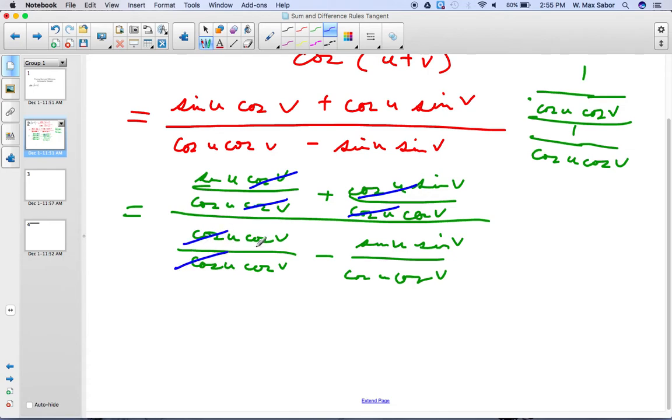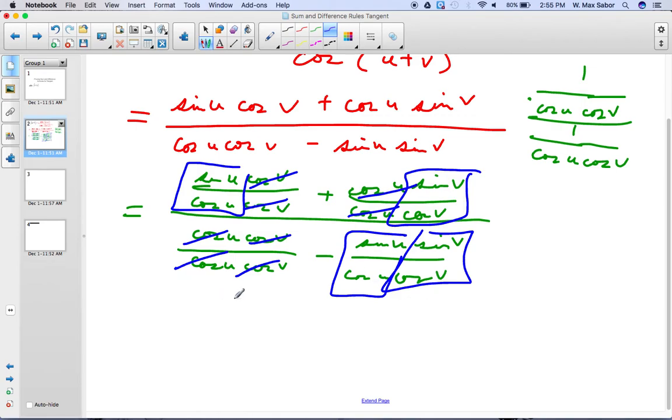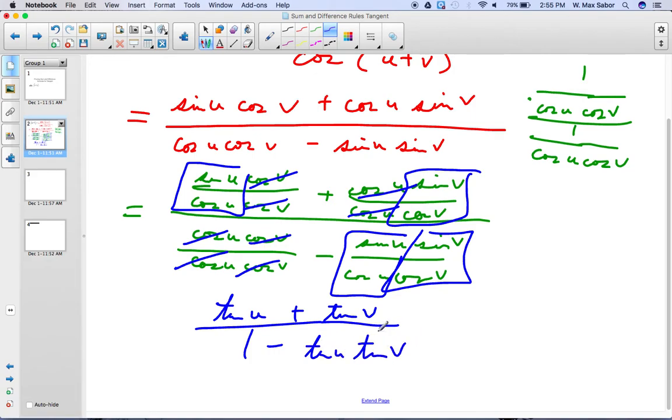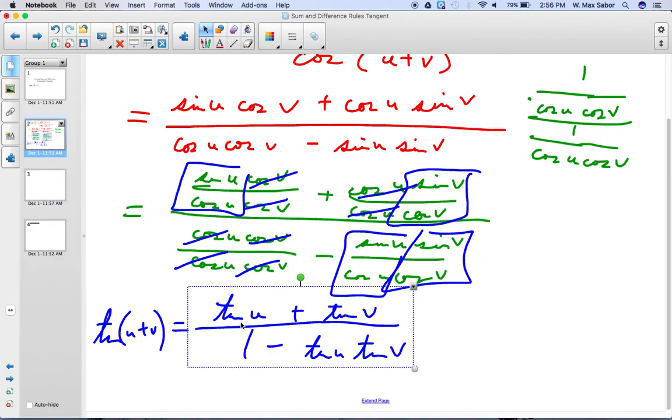So we have all of these cancel, and what's left over is sine over cosine, sine over cosine, sine over cosine, sine over cosine. And all of these are tangents. Now, they're not all tangents of the same thing. We have tangent of u plus tangent of v over 1 minus tangent of u, tangent of v. But this is great. This is all in terms of tangent. And so this is going to be our tangent sum formula. So our tangent sum formula is here. This is going to be your final answer.